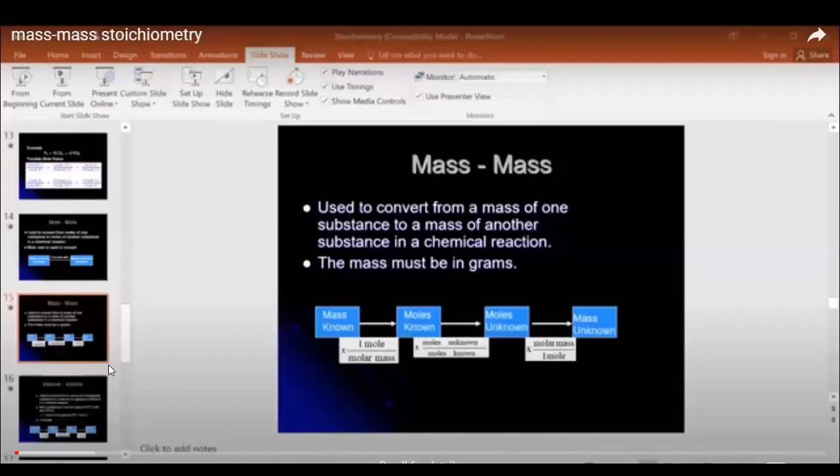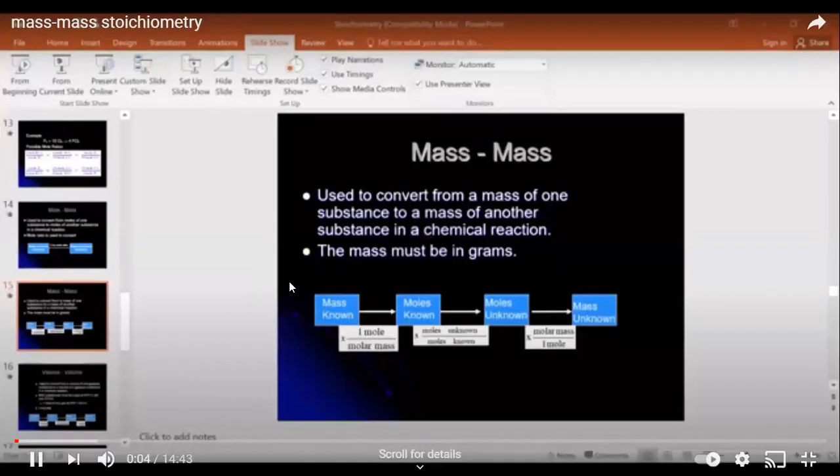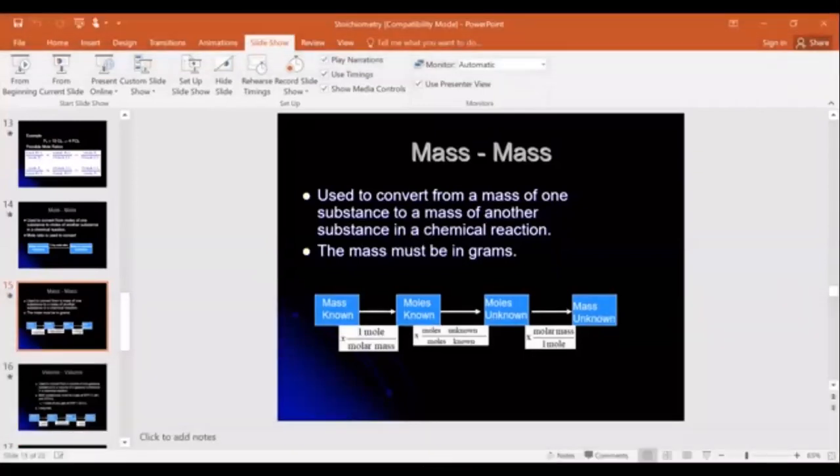All right, today we're going to talk about mass-to-mass stoichiometry. Mass-to-mass stoichiometry is used to convert from the mass of one substance to the mass of another substance in a chemical reaction. Now, a key thing here is the mass must be in grams. Okay, if it's in kilograms, you need to convert.